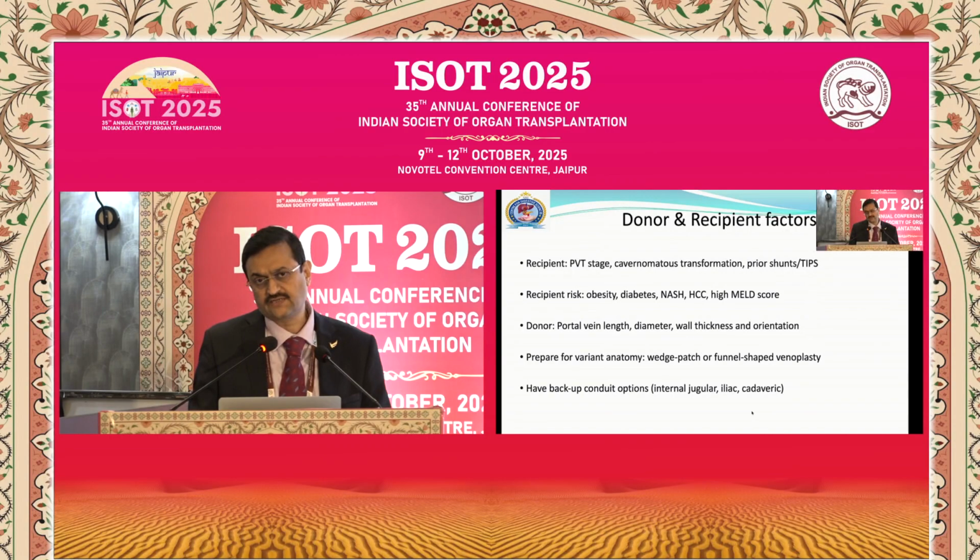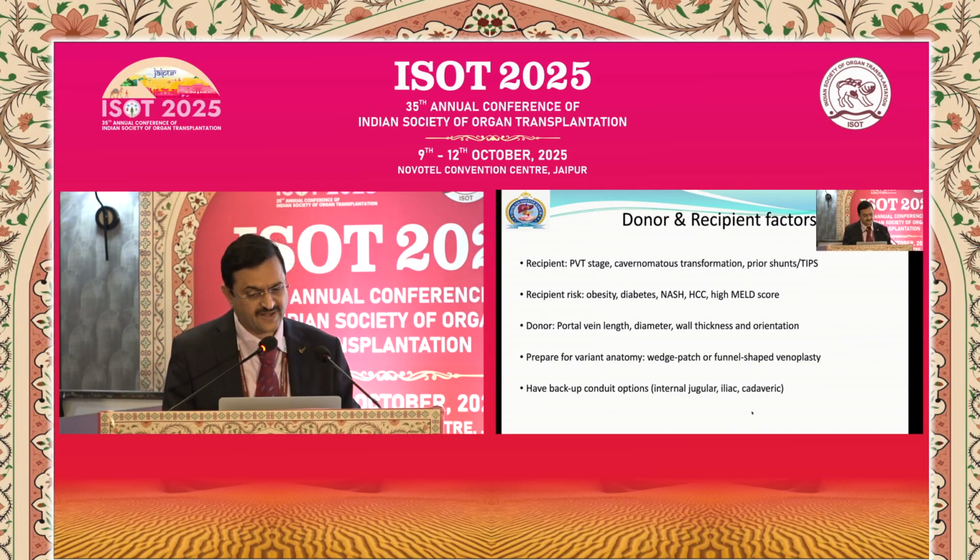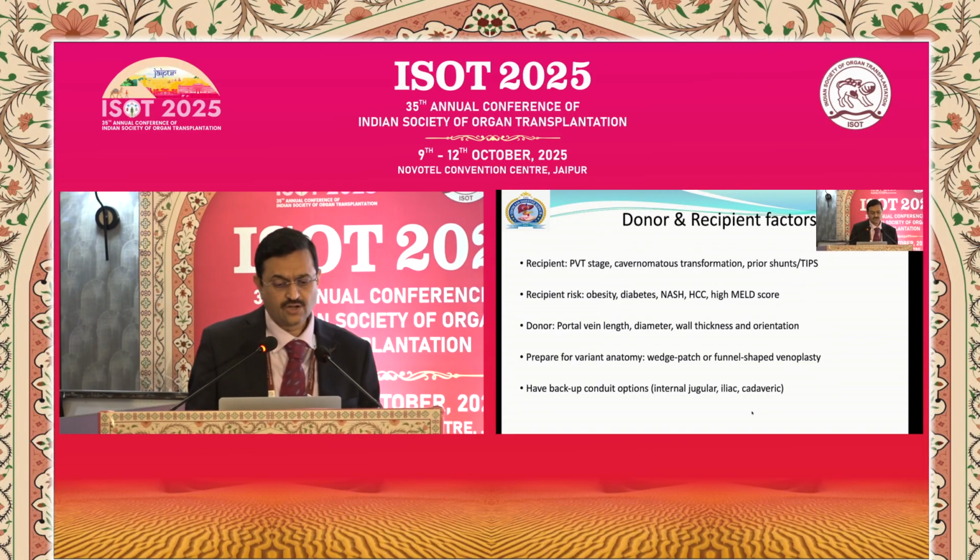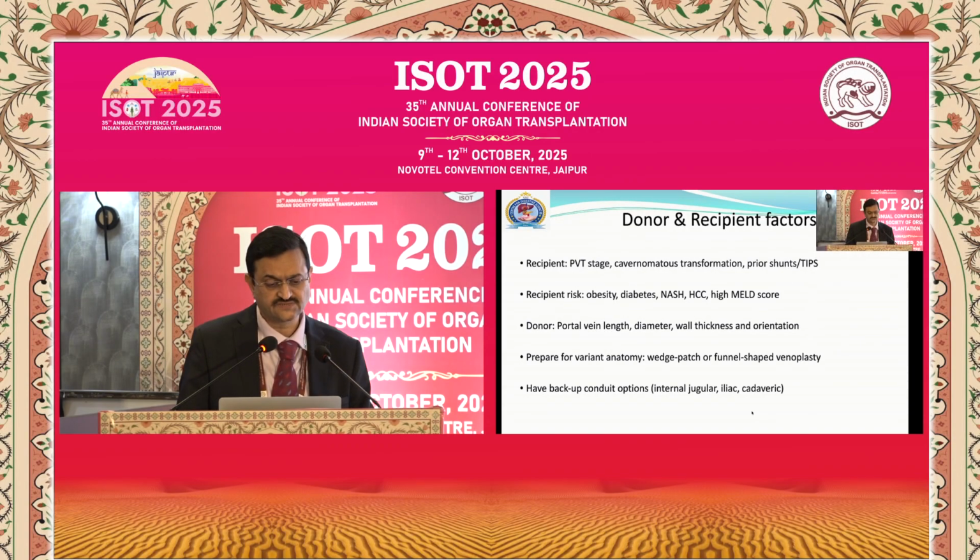Now, there are various factors which are going to affect this. One is the recipient factor, that is the portal vein thrombosis. The stage of thrombosis, there are various grades 1, 2, 3 and 4. It's a topic in itself, separate, so I'm not going to go into the discussion of portal vein thrombosis. Cavernous malformations, prior shunts, presence of a TIPS, all these things can also affect the portal anastomosis. Recipient obesity, presence of diabetes or NASH or MASH, now what we call it, or MASLD, can also have a significant effect on your outcomes.